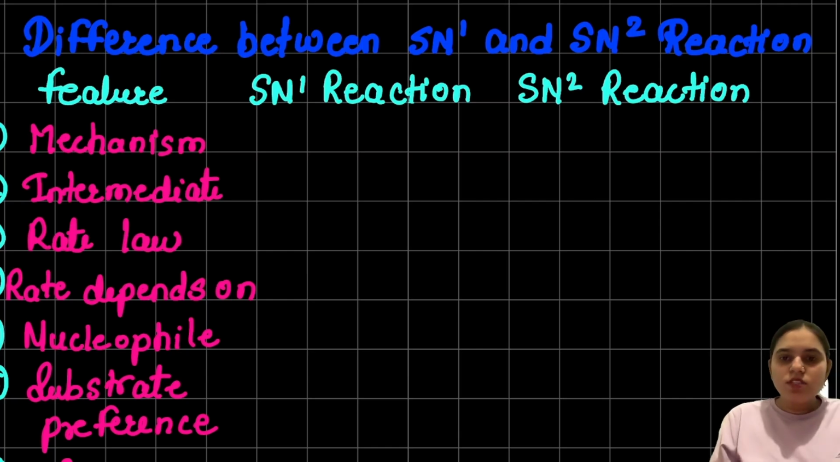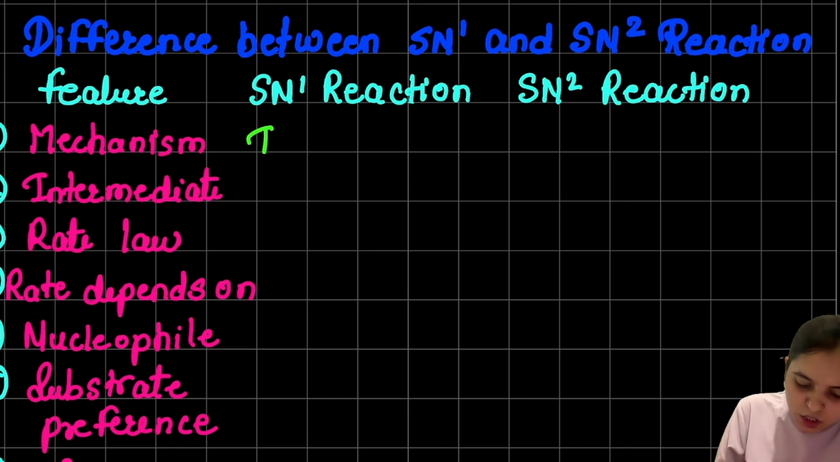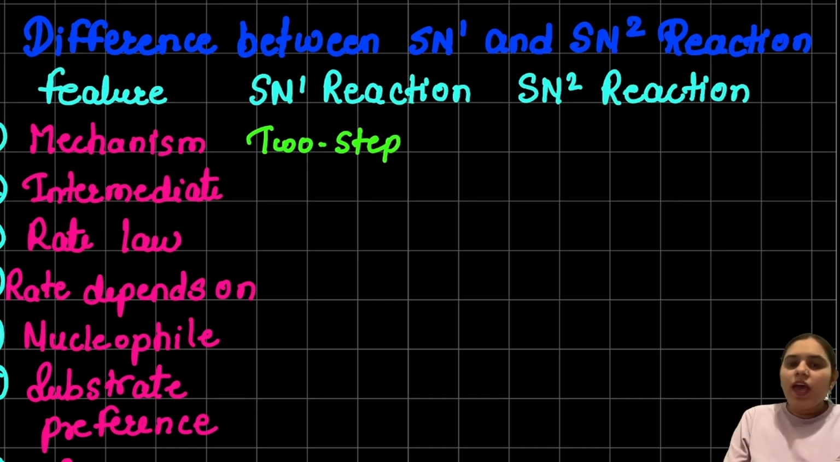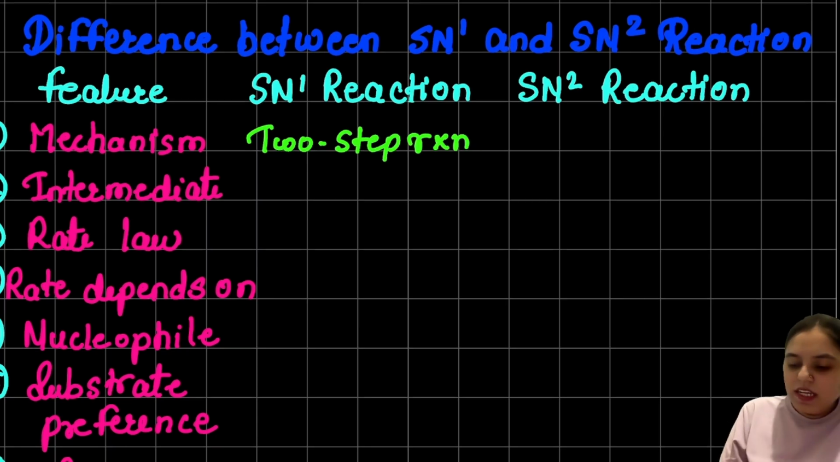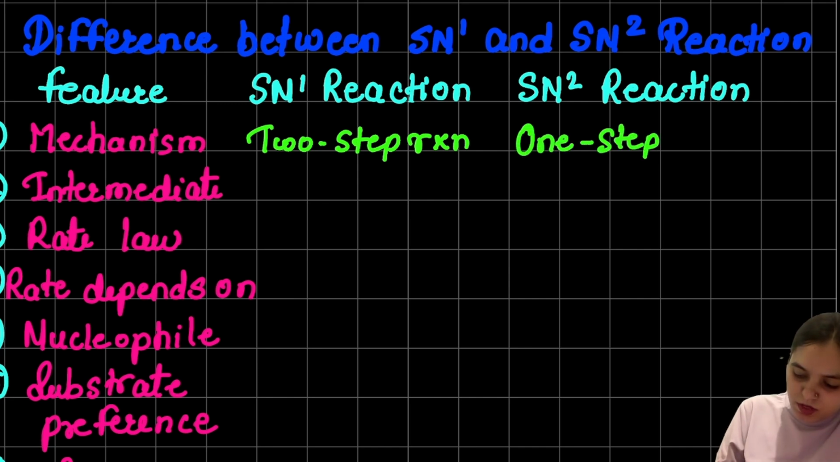Now that we have studied both SN1 and SN2 reactions, let's compare them side by side. The first point is mechanism. What is the mechanism of the SN1 and SN2 reactions? The SN1 reaction is a two-step reaction, and the SN2 reaction is a one-step reaction.